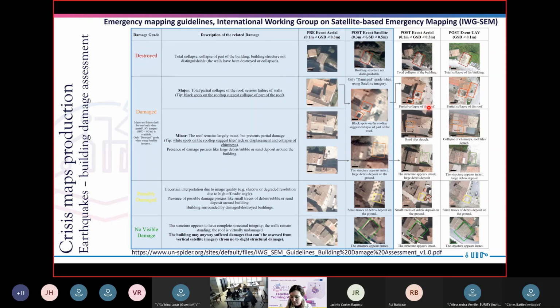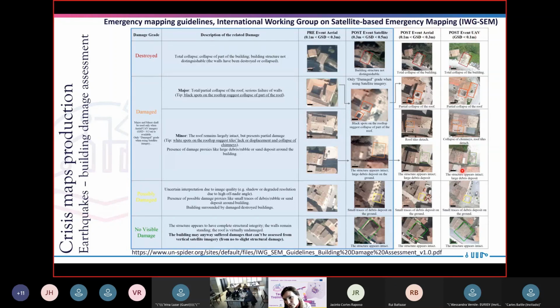Okay, so we are not interested in the details of the guidelines. I have put them just in case you are interested in checking them, and also because there are some figures of different possible situations, pre-event and post-event. Here you see the difference between the satellite image, the aerial image, and the UAV.